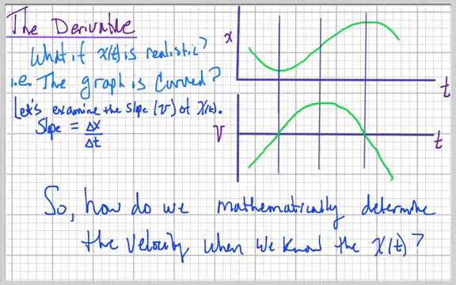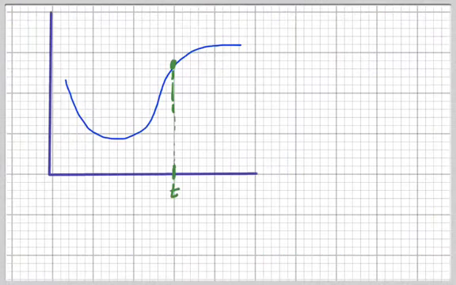And to do that, we come up with our derivative. So let's draw our sample function here, and it's x of t. X is our dependent variable, t is our independent variable. And we're going to try and find the slope of x of t at that point, right there.